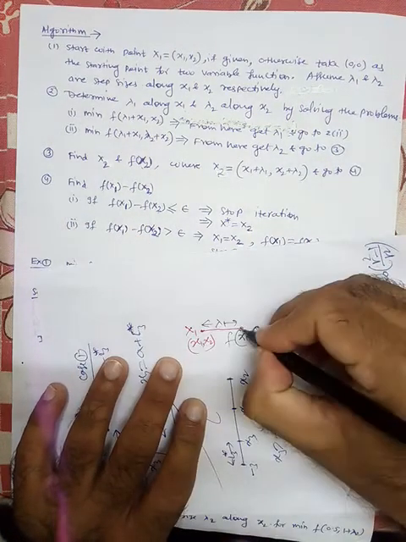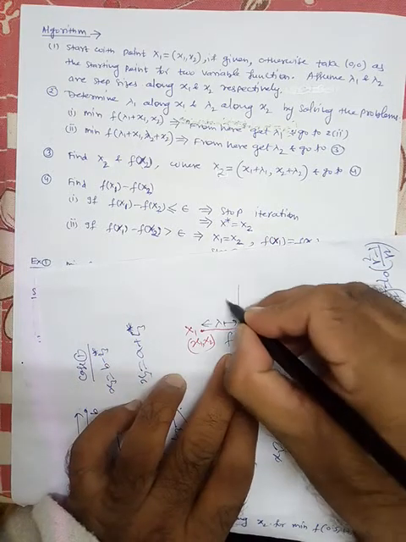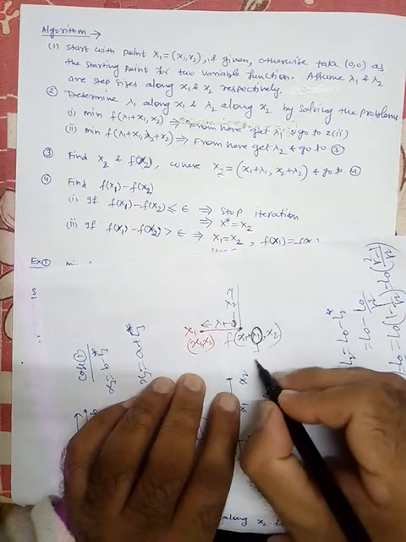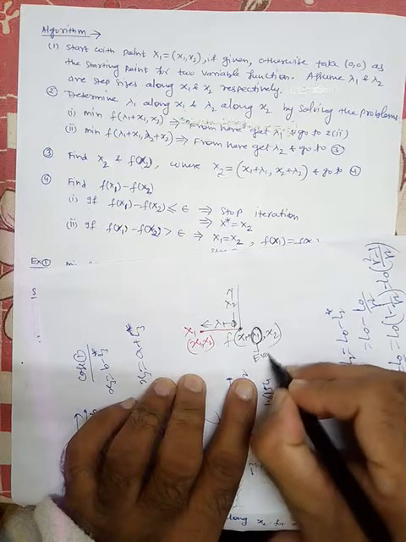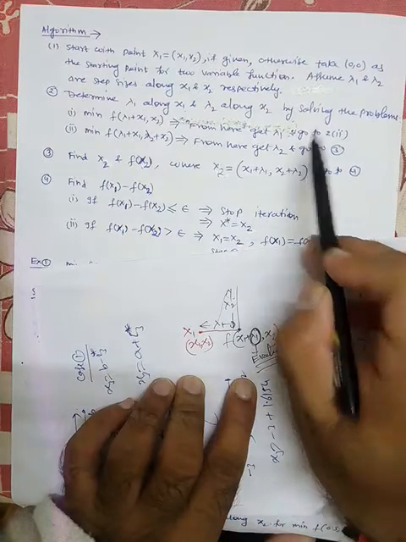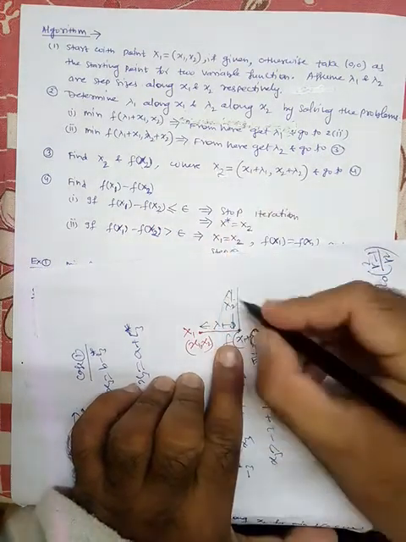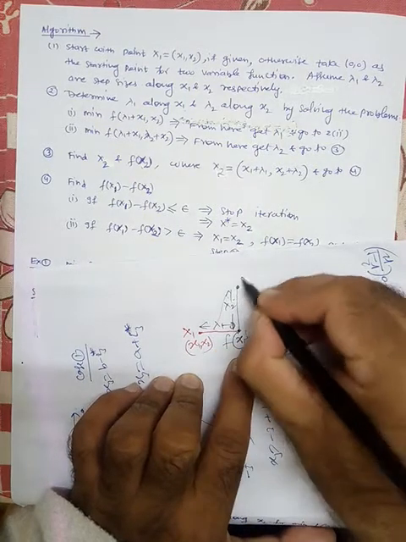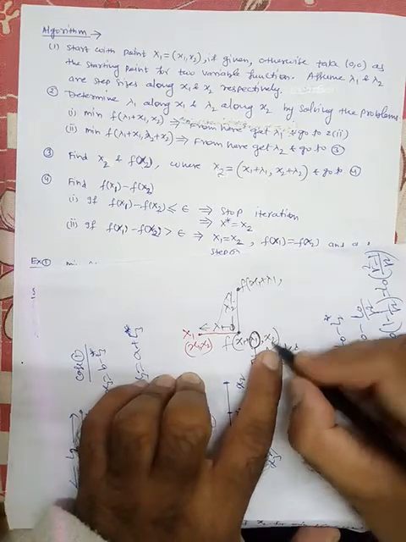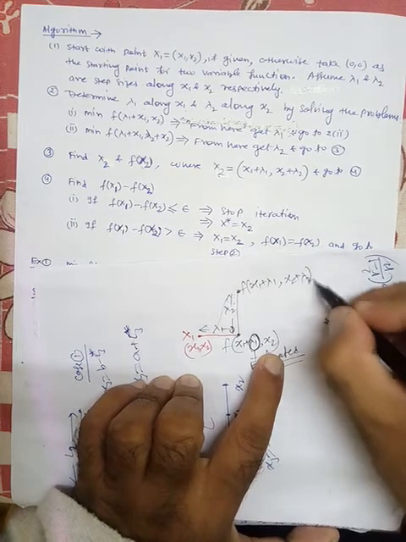Now after this we will move in this direction. Here this step size is lambda 2. So now after lambda 1 is evaluated through this step size, we are moving in the y direction. Here what will be the coordinate of this point? f of x1 plus lambda 1 as it is, and now x2 plus lambda 2.